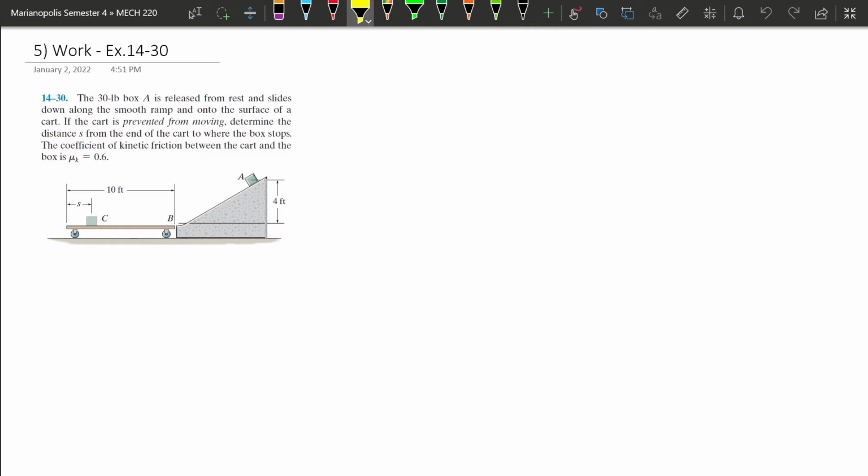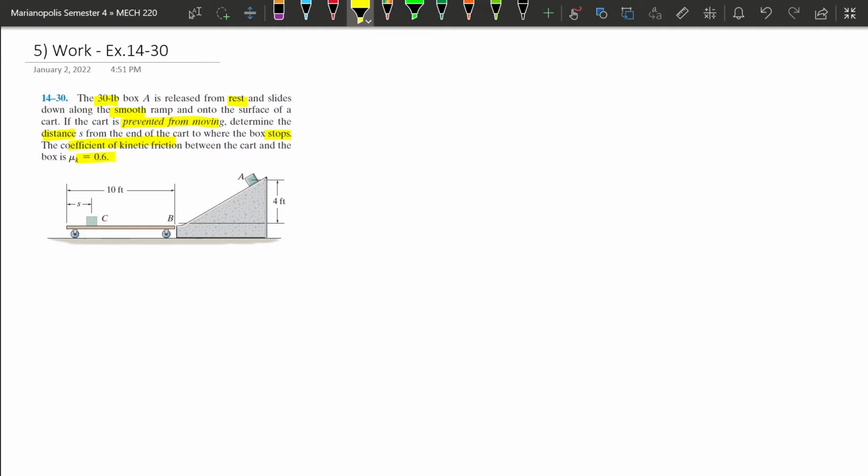Let's get started. The question is, we have a 30-pound box A which is released from rest. So I'll keep highlighting 30-pound box A released from rest and slides down along the smooth ramp onto the surface of a cart. If the cart is prevented from moving, determine the distance S from the end of the cart to where the box stops. Coefficient of kinetic friction between the cart and the box is 0.6.